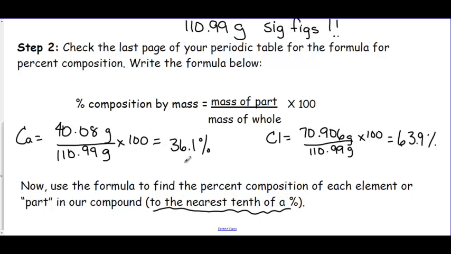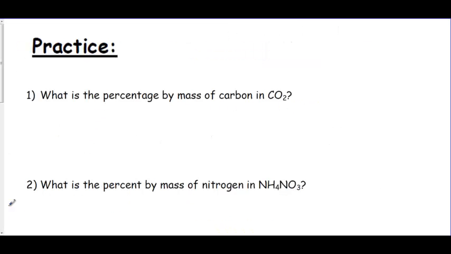So when I rounded my answers, I made sure that my percentages were to the nearest 1/10. Okay, very important. Next, now we have to practice this. I gave you a general example, so let's bring this into practice. We're going to use the same formula. It says, what is the percentage by mass of carbon? So we're just dealing with this part.